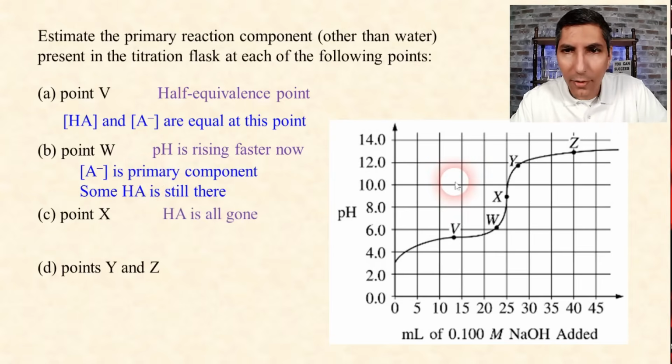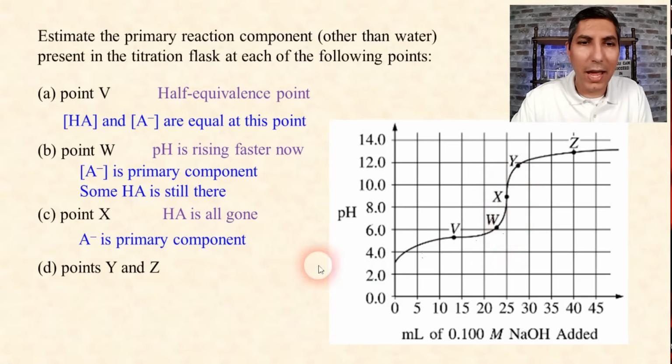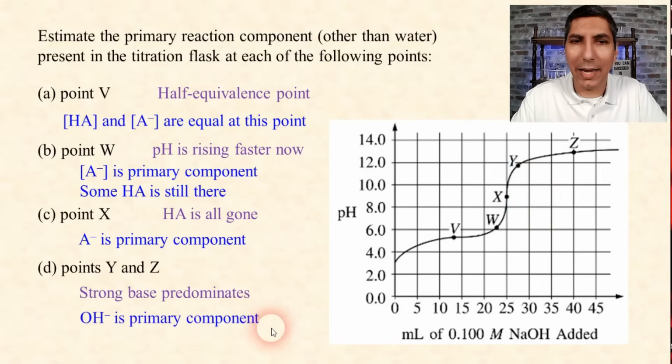Now, once you get to point X, that is the equivalence point, and your acid is all gone at that point. And so all you have left is just A negative. So all you have, other than water, of course, in the flask, is the conjugate base at the equivalence point. Now, once you go past that and you have essentially overshot your titration, you have an excess of hydroxide as you keep pouring in the hydroxide, and that's why the pH just keeps shooting up so fast after that equivalence point. So that's why hydroxide is your primary component once you've overshot the titration at both points Y and Z.